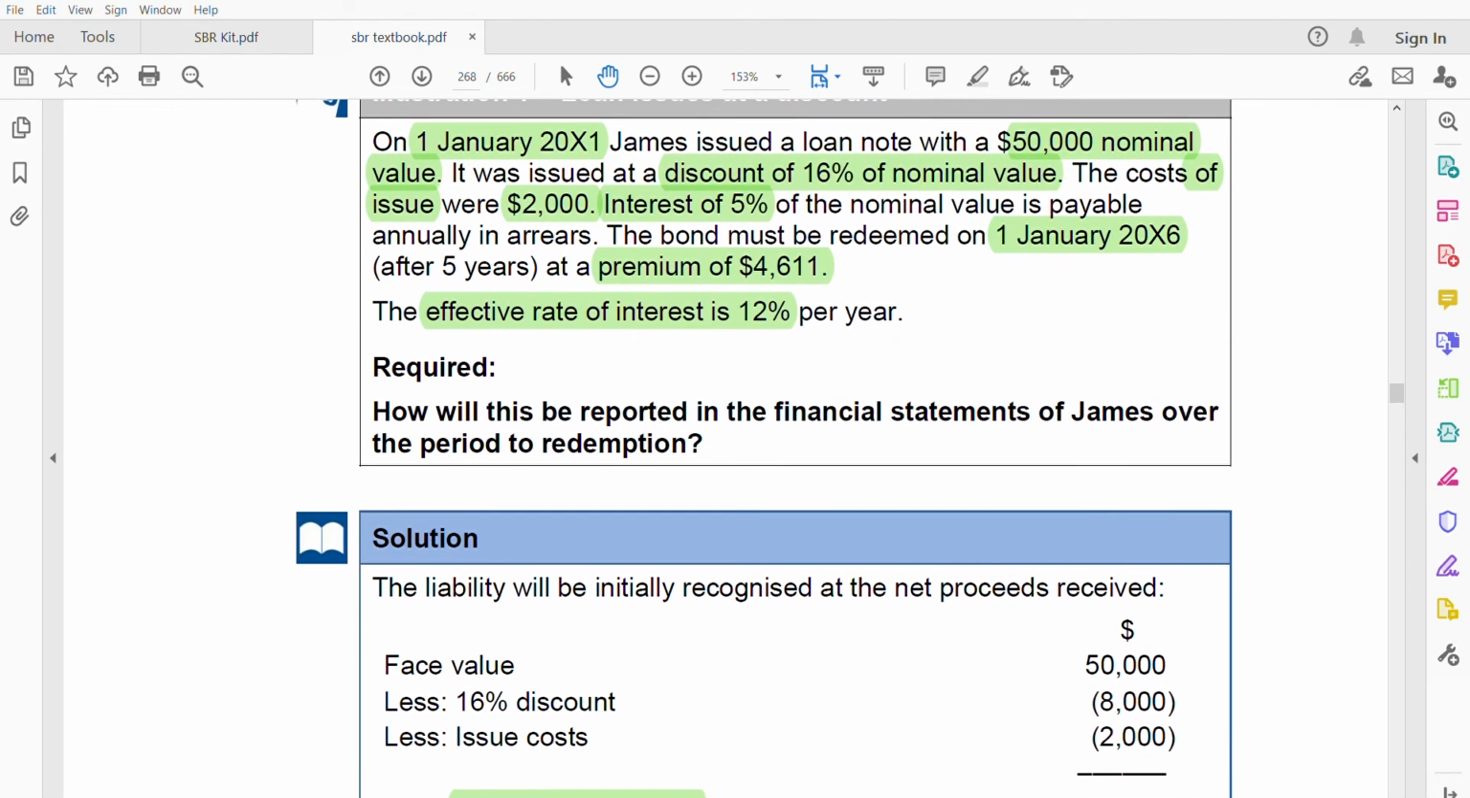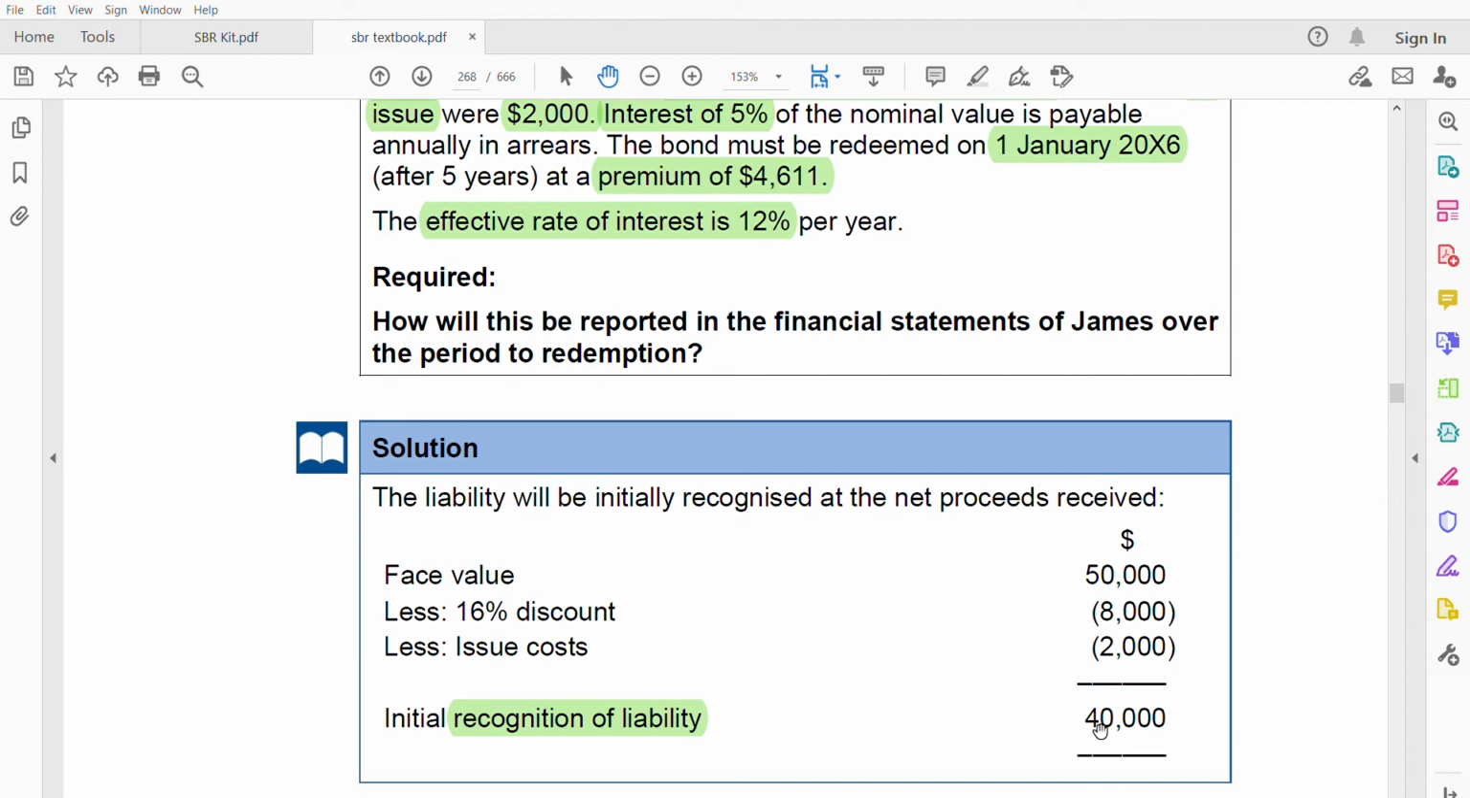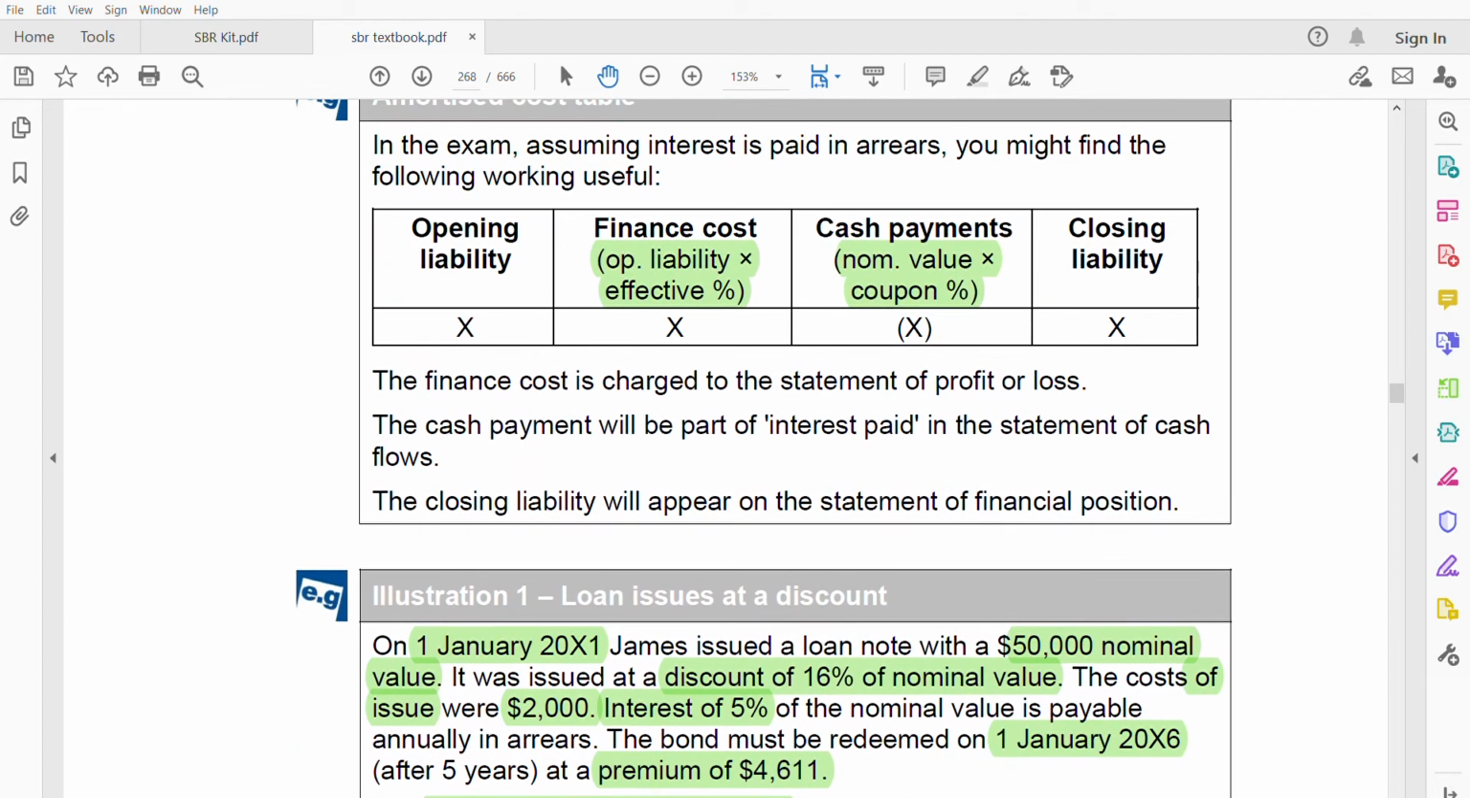So 50,000 is your nominal value. From 50,000 you deduct the 16% discount. 16% on this 50,000 is 8,000. Then the issue cost is given to you, 2,000. So you deduct, which will be 40,000. So your starting point is 40,000. This is your opening balance of liability. See this table: we need an opening liability, right? So that opening liability is 40,000. That's not 50,000. That's 40,000.